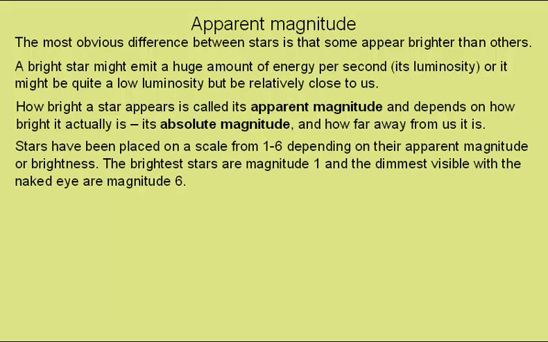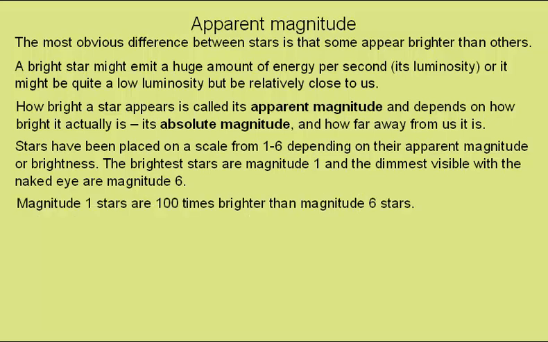Early astronomers placed stars on a scale from 1 to 6, depending on their apparent magnitude or brightness. The brightest stars they gave magnitude 1, and the dimmest visible with the naked eye, magnitude 6. Magnitude 1 stars are 100 times brighter than magnitude 6 stars, meaning 100 times the amount of light would be received on Earth from a magnitude 1 star than a magnitude 6 star.